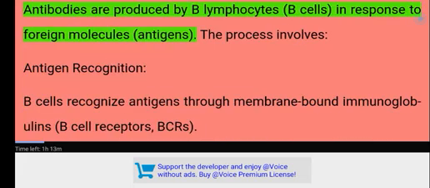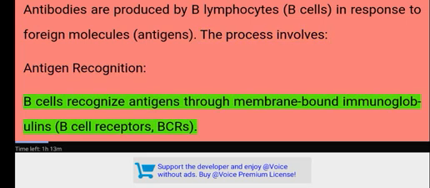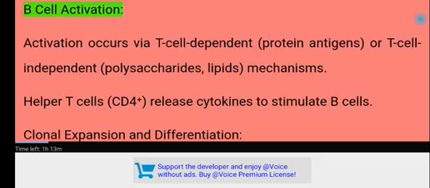Antibodies are produced by B lymphocytes, B cells, in response to foreign molecules, antigens. The process involves antigen recognition. B cells recognize antigens through membrane-bound immunoglobulins, B cell receptors, BCRs. B cell activation. Activation occurs via T cell-dependent (protein antigens) or T cell-independent (polysaccharides, lipids) mechanisms. Helper T cells, CD4, release cytokines to stimulate B cells.